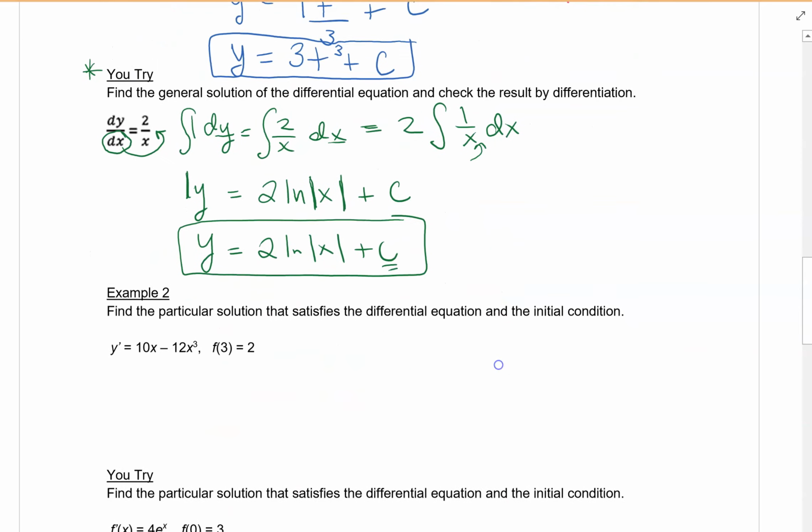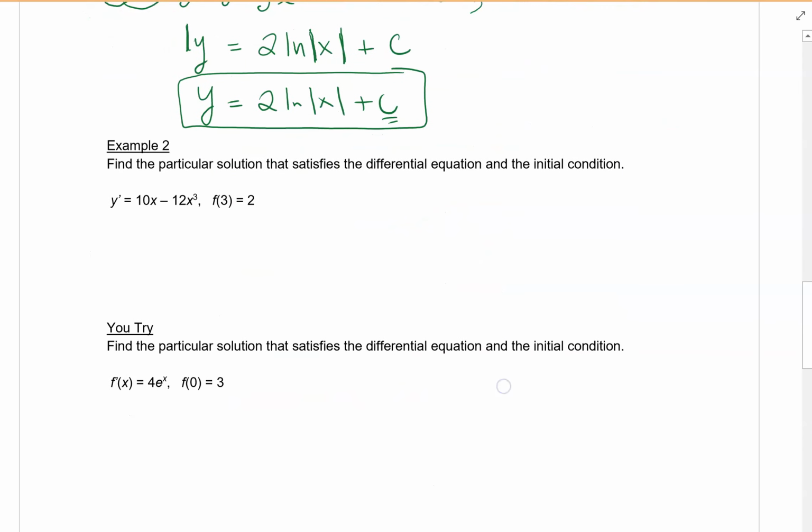Now, moving on to example 2, we're going to be looking at how to find a particular solution where we're given an initial condition. So it's giving me the derivative of y, which is the same thing as f prime, right? This is basically saying the derivative of f equals 10x minus 12x cubed. Find f of x. That's what this really wants us to do. When it says find the particular solution, that means find f of x, and it wants a specific function, no constant c, because it wants you to solve for it.